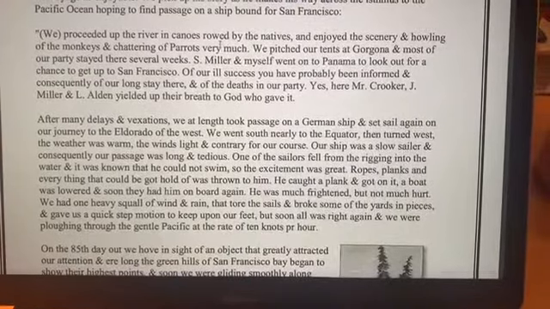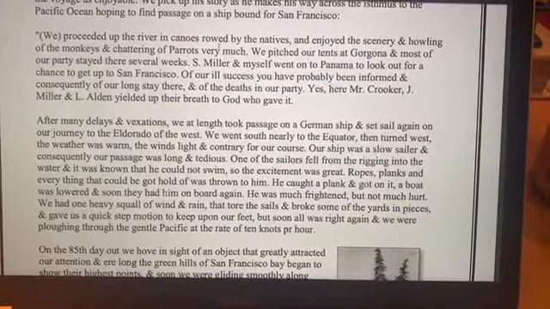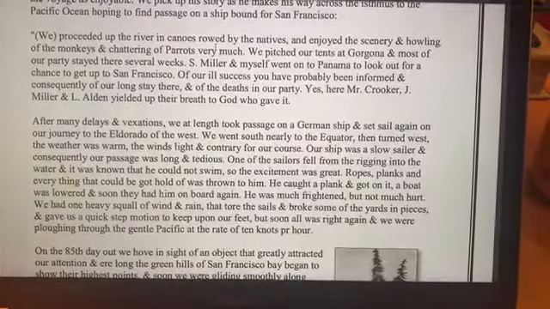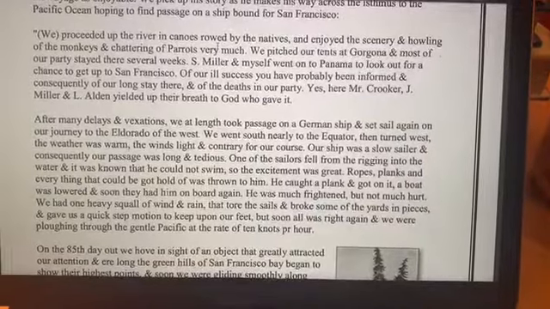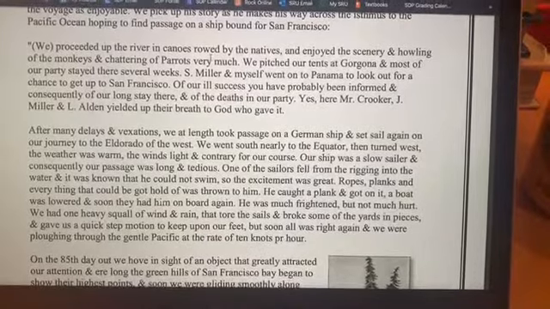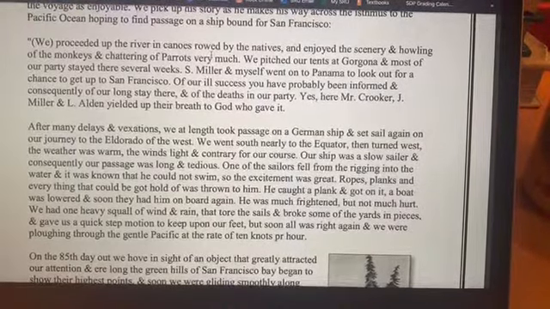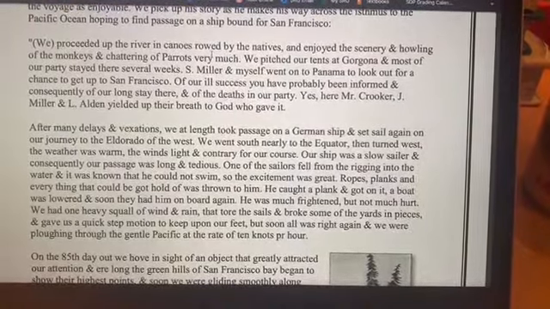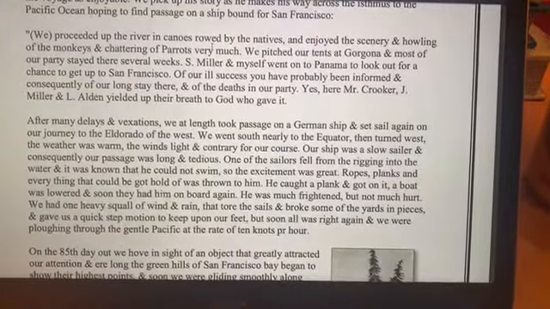We proceeded up the river in canoes rowed by the natives and enjoyed the scenery, the howling of the monkeys and chattering of parrots very much. We pitched our tent at Gorgona, and most of our party stayed there several weeks. S. Miller and myself went on to Panama to look out for a chance to get up to San Francisco.